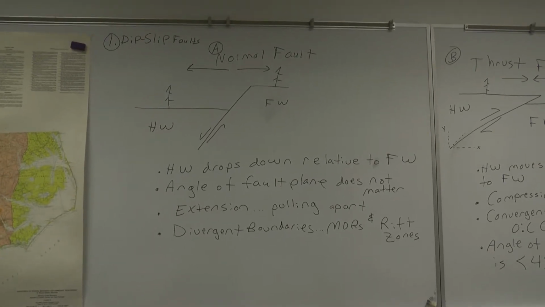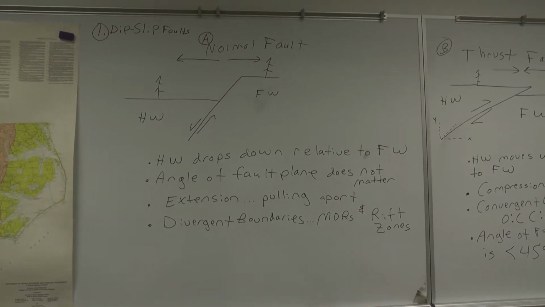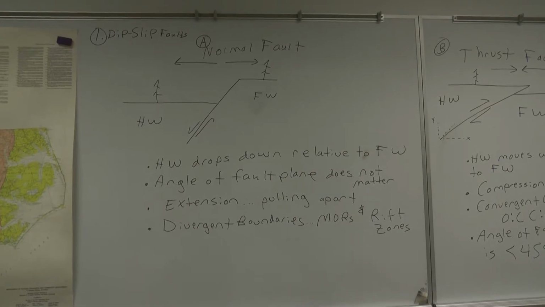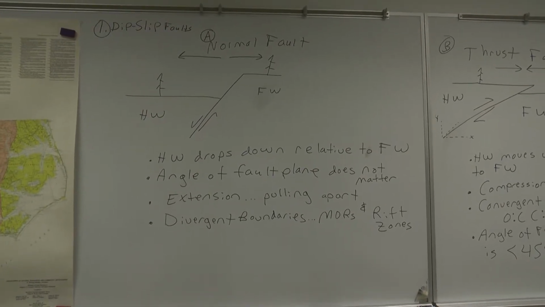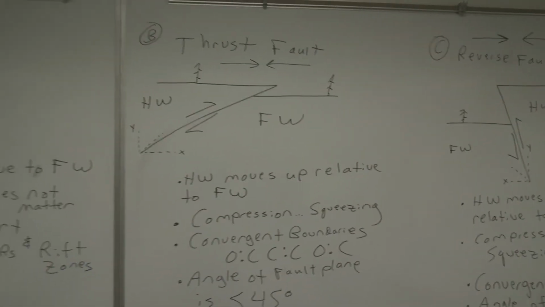Where do we find these kind of faults? And the answer is divergent boundaries, which are going to be our mid-ocean ridges and our continental rift zones. Okay, now how about over to our second type of dip slip fault.